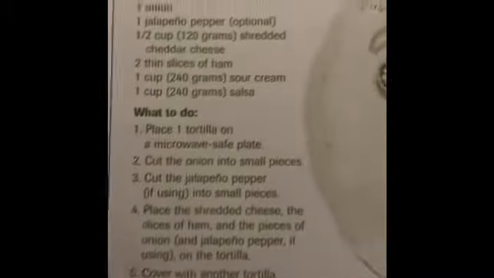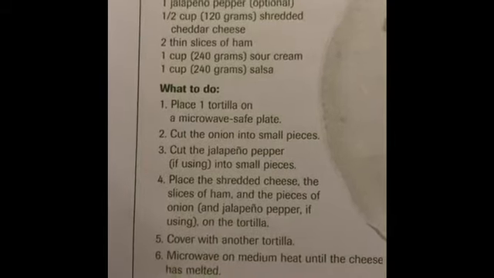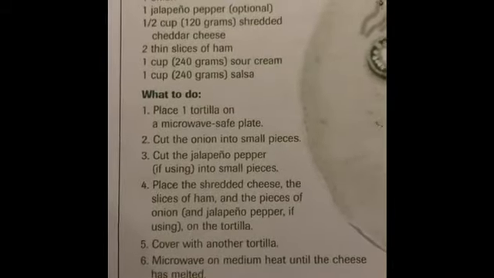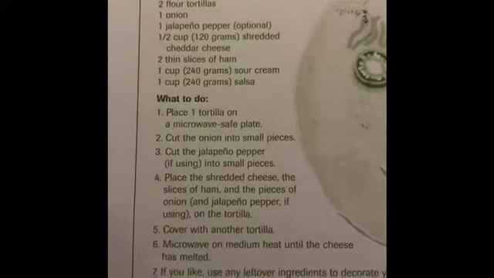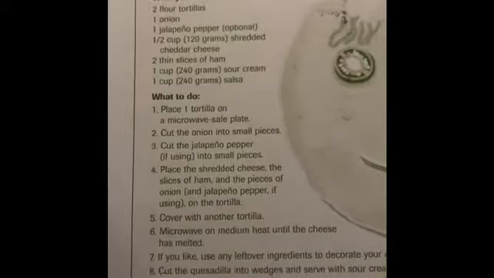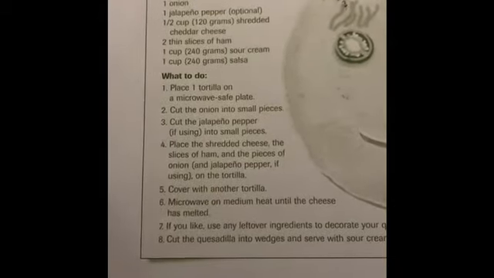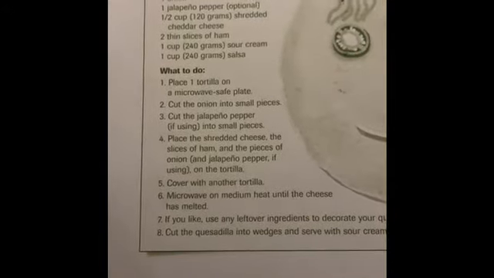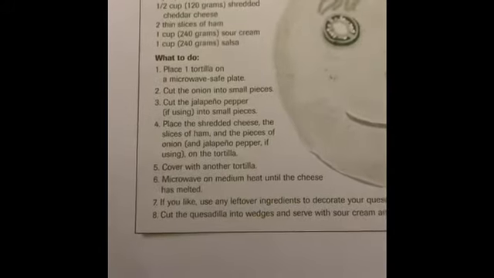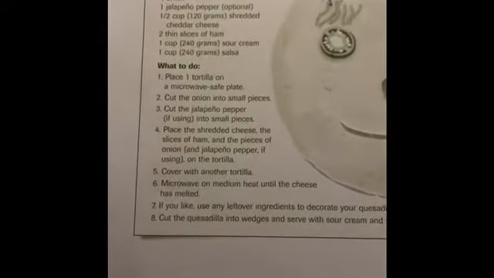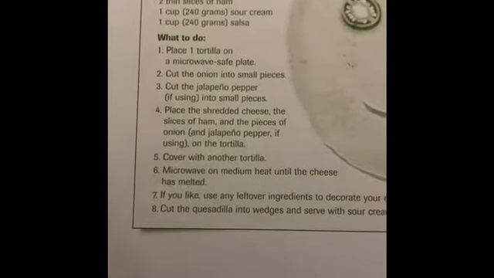So let's check and see. Step 1 says place 1 tortilla on a microwave-safe plate. Step 2, cut the onion into small pieces. Step 3, cut the jalapeno pepper, if using, into small pieces. Step 4, place the shredded cheese, the slices of ham, and pieces of onion and jalapeno pepper, if using, on the tortilla. Now, third graders, if I were making this, I would leave off the ham because you guys know I don't eat pork. The 5th step says cover with another tortilla.